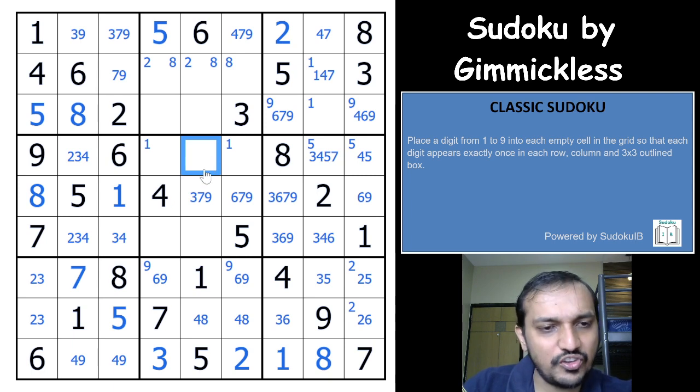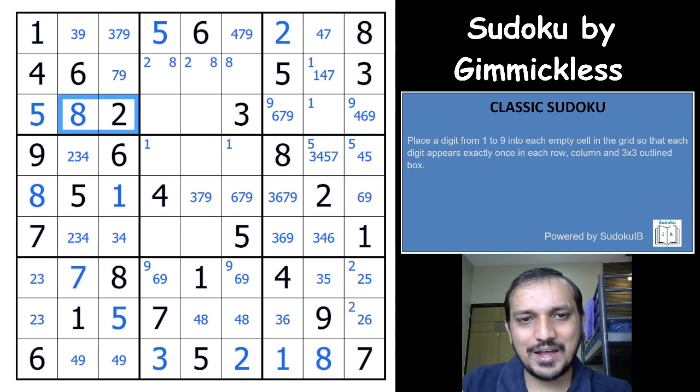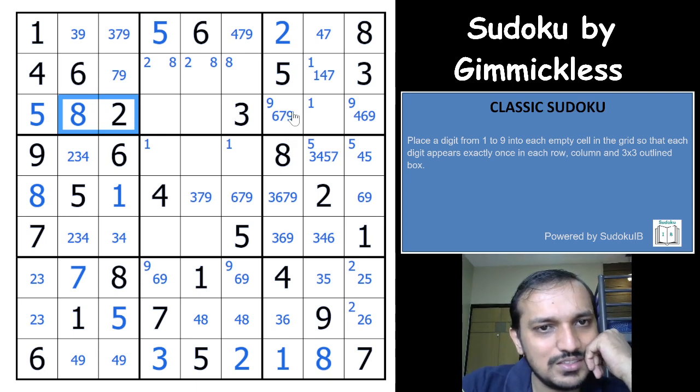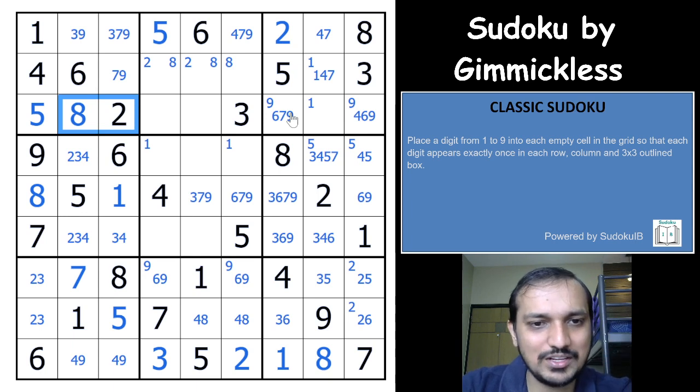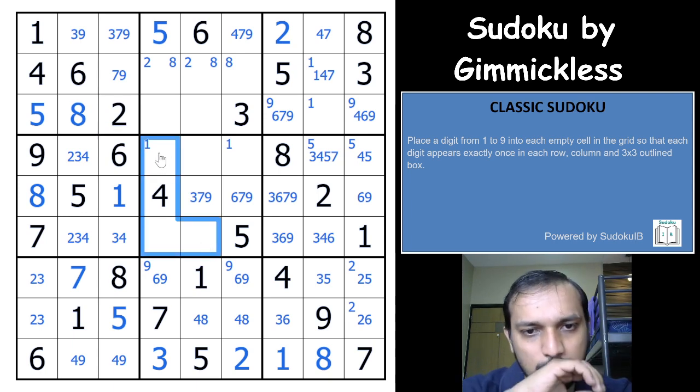We really missed a very simple deduction. I didn't see the 5 here, and I just wrote the pencil marks 5, 8 pair here. I could have done that. We could have saved a lot of time, maybe 3-4 minutes, but it happens. I am very bad at online solving though. So 7, 9.